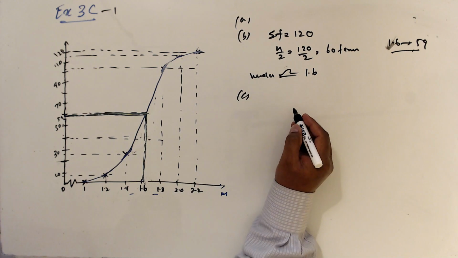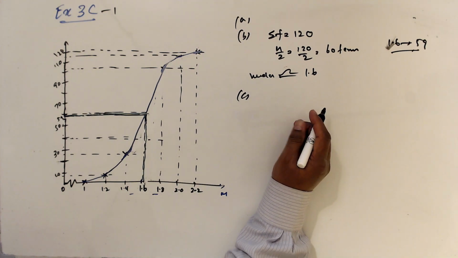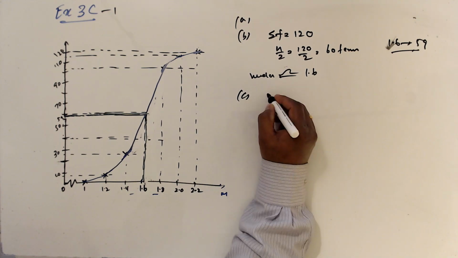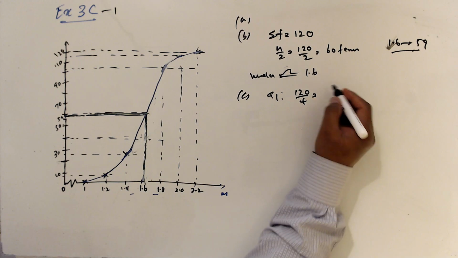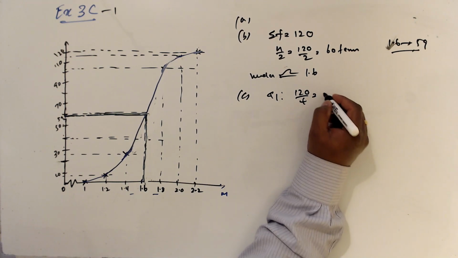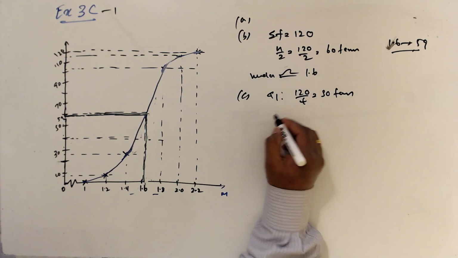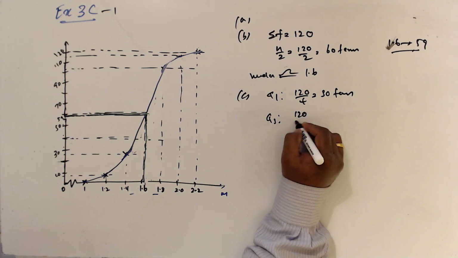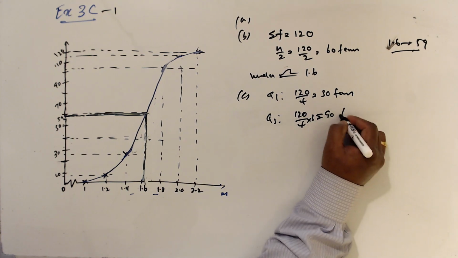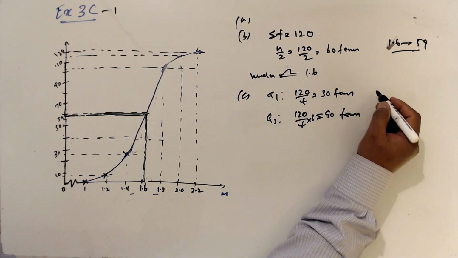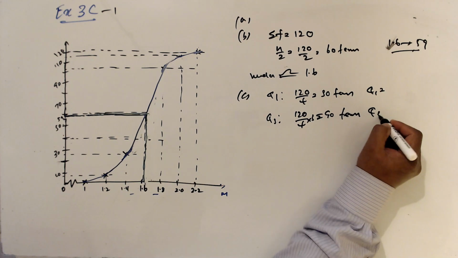And part C, find the interquartile range and the 10th to 90th interpercentile range. So now we want to calculate Q1. Q1 means 120 divided by 4, that is going to be the 30th term. And Q3 is going to be 120 by 4 times 3, 90th term. So we want to find this value, Q1 and Q3.